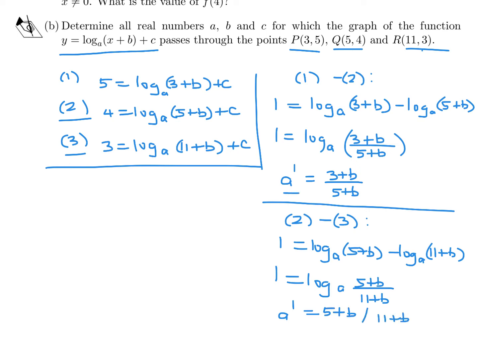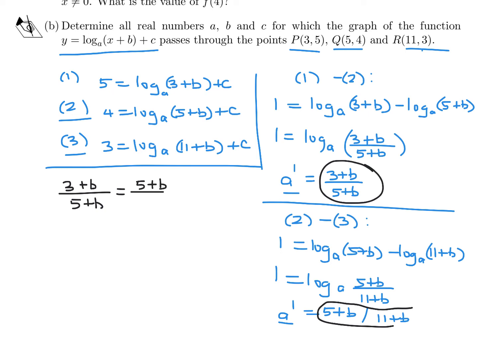All right, well, we have a to the power of 1 equals that. A to the power of 1 equals something else. So set them both equal to each other. So that means that 3 plus b over 5 plus b, this guy, is equal to this guy, which is 5 plus b over 11 plus b. All right, so solve for this.